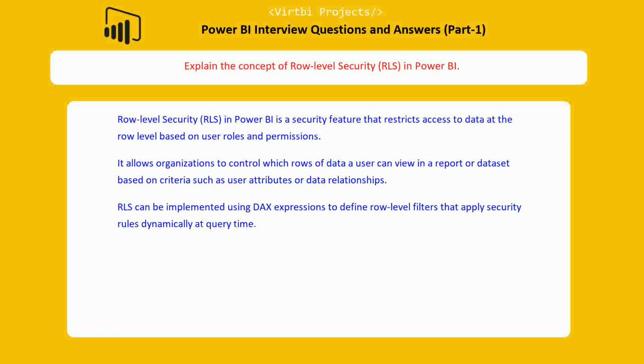Row-level security, RLS, in Power BI is a security feature that restricts access to data at the row level based on user roles and permissions. It allows organizations to control which rows of data a user can view in a report or dataset based on criteria such as user attributes or data relationships. RLS can be implemented using DAX expressions to define row-level filters that apply security rules dynamically at query time.